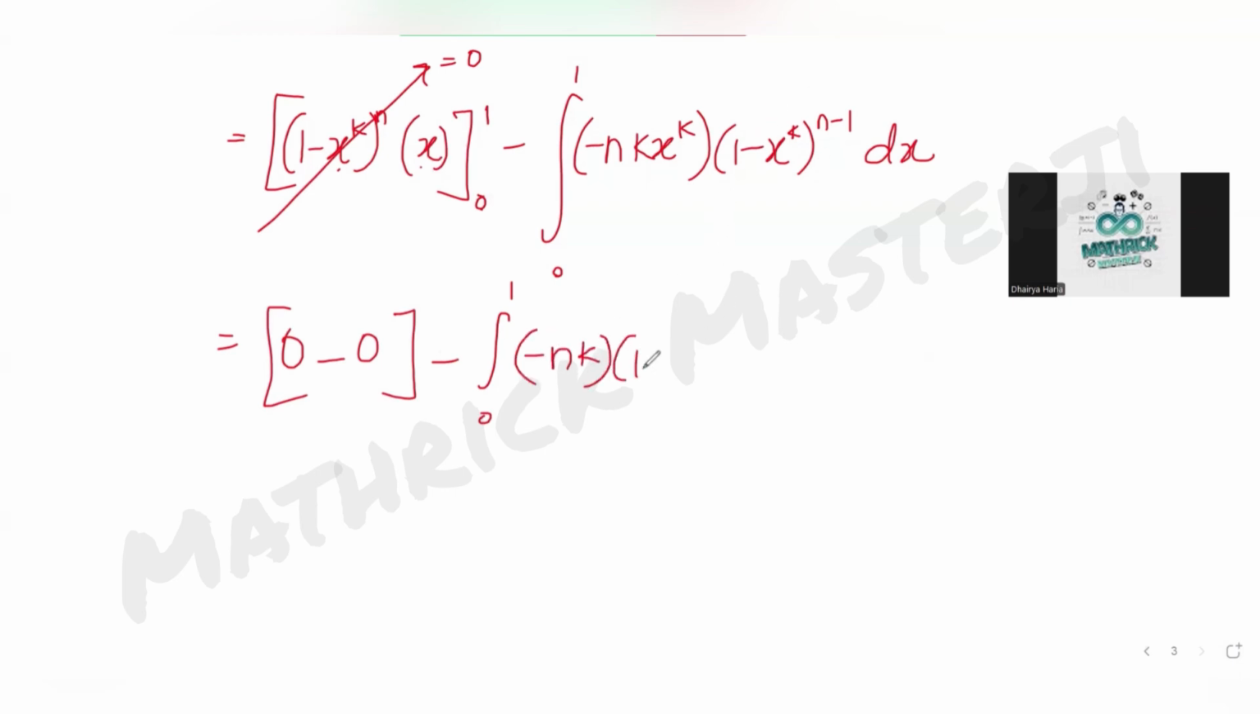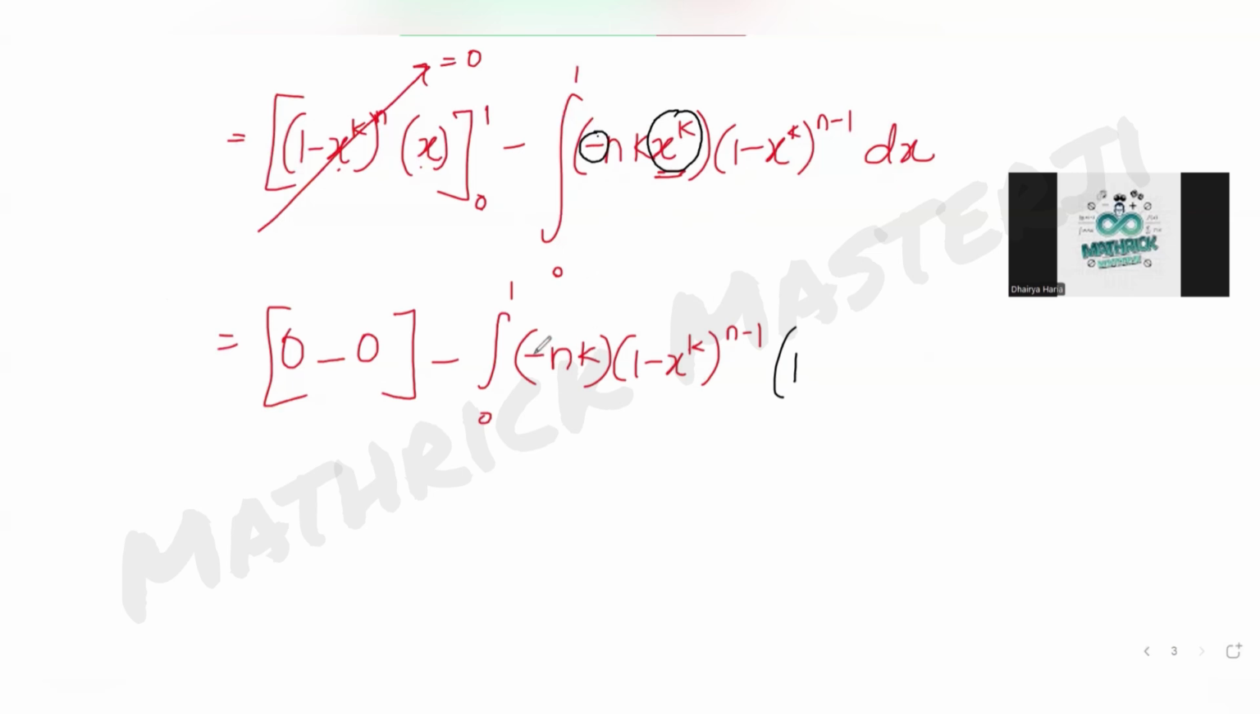I have 1 minus x raised to k, the whole raised to n minus 1. And if I do a manipulation here, because this x raised to k is present, I can just make it 1 minus x raised to k. So basically I'm using this x raised to k, but I'm using that with a minus sign.